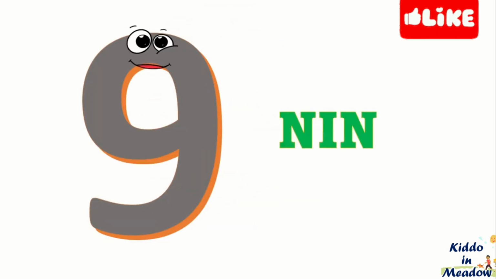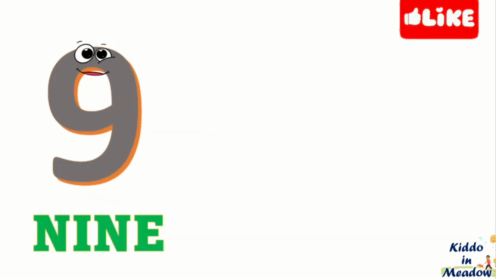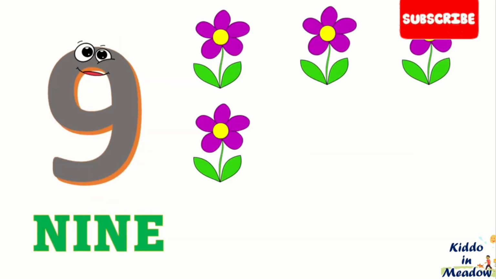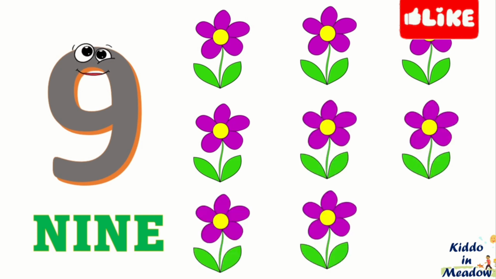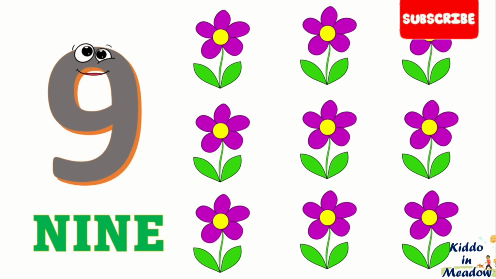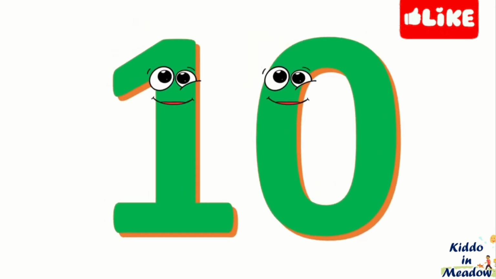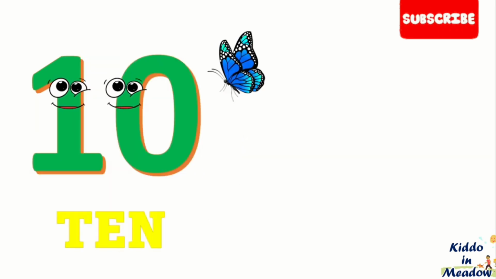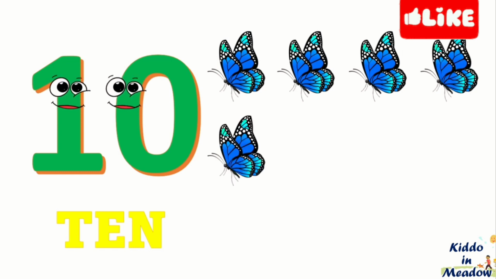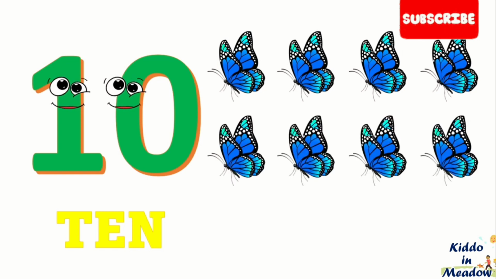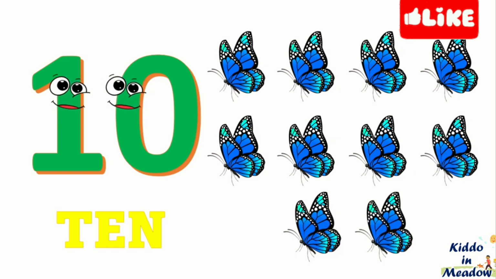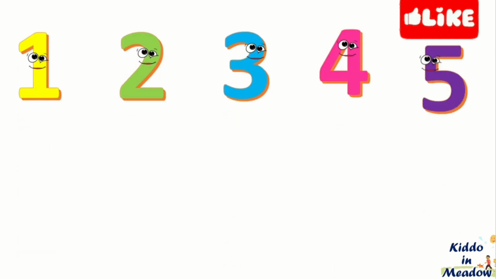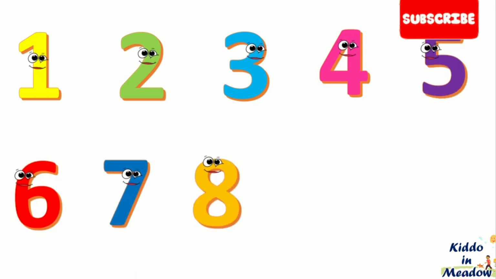Nine, N-I-N-E, nine. 1, 2, 3, 4, 5, 6, 7, 8, 9. Nine flowers. Ten, T-E-N, ten. 1, 2, 3, 4, 5, 6, 7, 8, 9, 10. Ten butterflies. Let's count once again. 1, 2, 3, 4, 5, 6, 7, 8, 9, 10.